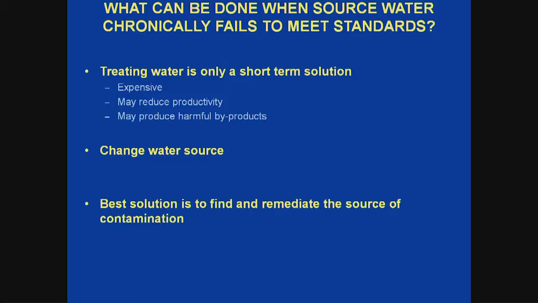Okay, so what can you do when you've done your due diligence, and you've done your survey, maybe even done a more extensive, you know, pseudo-sanitary survey, and you still don't meet standards, okay? Well, you can treat the water, but that's a short-term solution. It's expensive. May reduce your productivity on your farm, may produce harmful byproducts that are another issue you're going to have to deal with. You could change your water source.